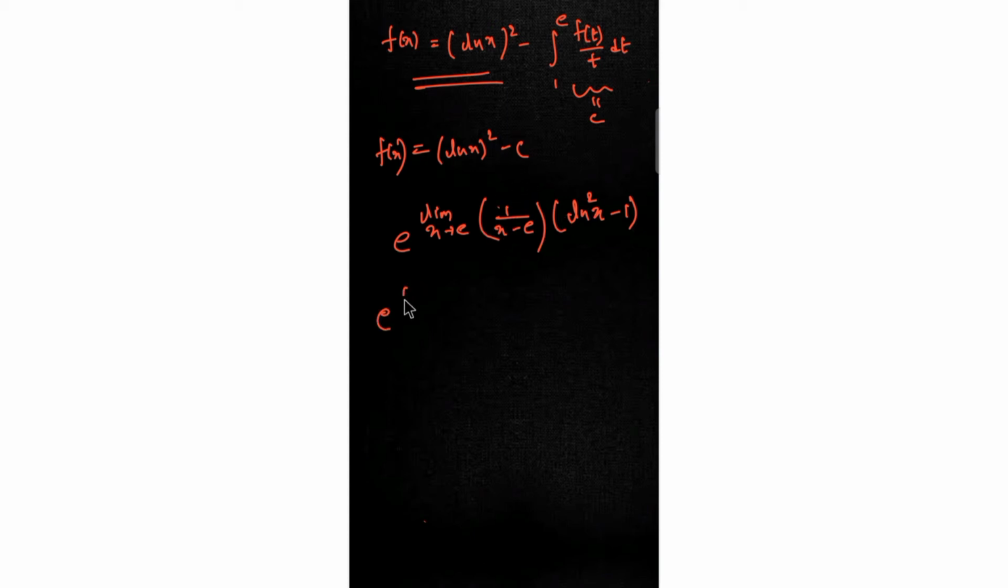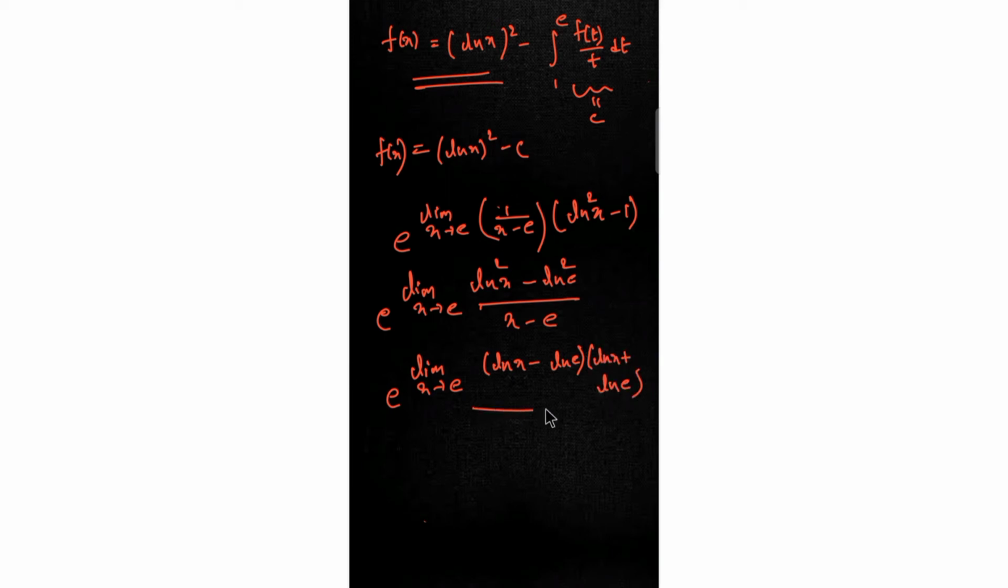I can write this e power limit x tends to e, (ln x)² minus 1, and 1 I can write as ln e, isn't it? So I can write it as (ln e)², right? Because 1 is nothing but ln e, so instead of 1² I've written (ln e)², divided by x − e. Now I can write this as e power limit x tends to e, using the a² − b² formula: (ln x − ln e)(ln x + ln e), divided by x − e. So this is how I'm going to write it.